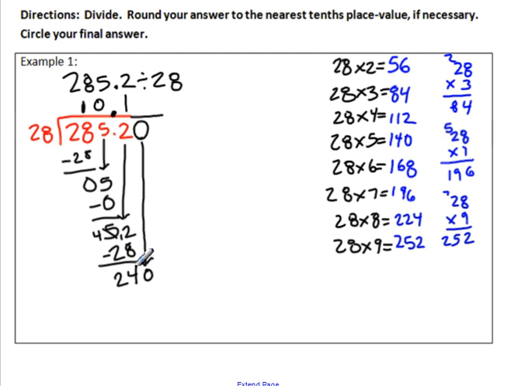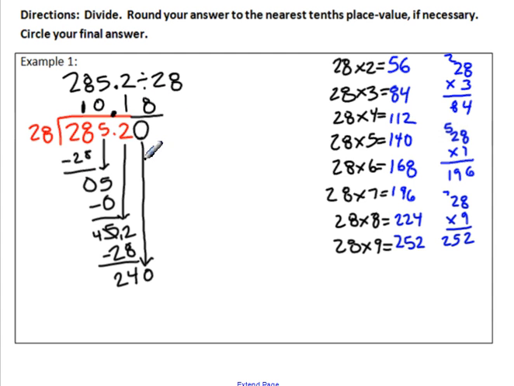So 28 goes into 240. How many times without going over? Jumping over to our reference sheet, I know it's not 7, 224, it's pretty close. 252, up, we're over. So it's definitely going to be 8.